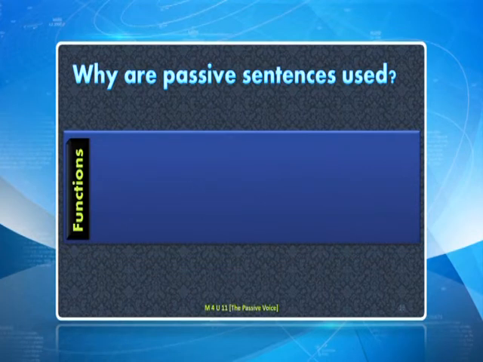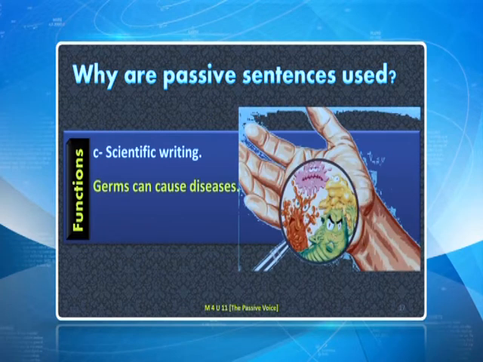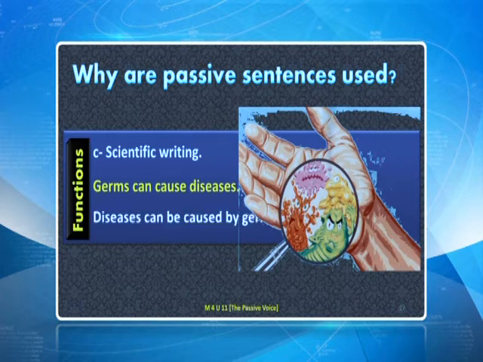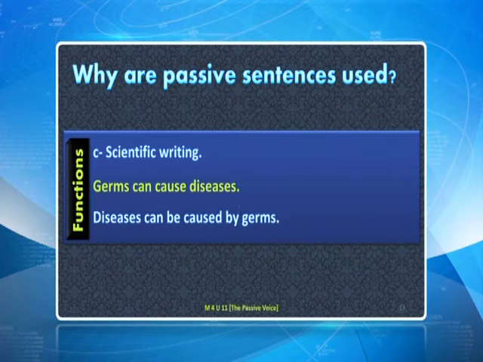The third case is when you have scientific writing or technical writing. Most of the time, in scientific reports, you don't find the subject of the verb. So, for example, we can say germs can cause diseases. This is an active sentence. In scientific writing, most of the time, you will find diseases can be caused by germs.